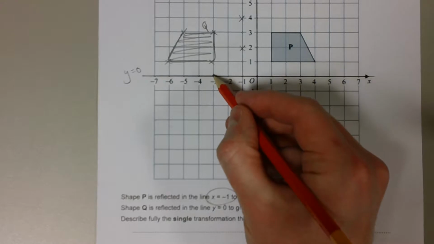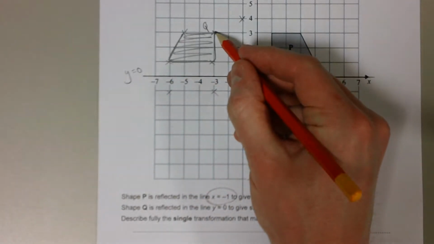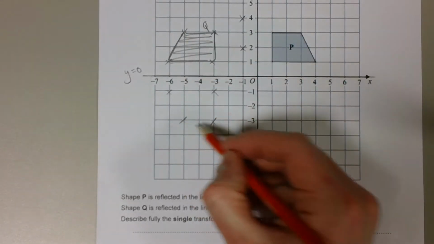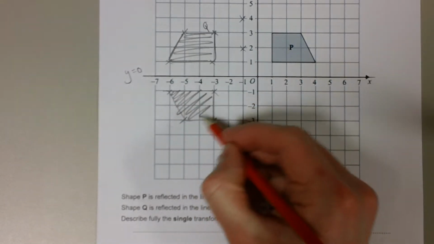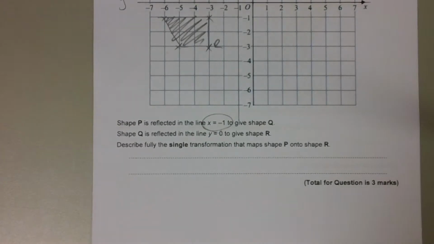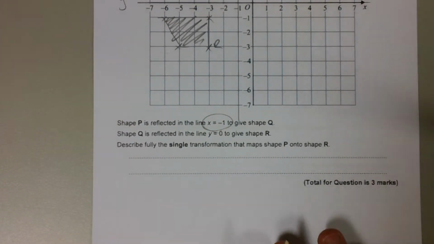Same method: 1 square to the mirror line, so go 1 square in the other direction. Repeat it for all the other corners. Build up a picture of what the shape looks like, and there is shape R. Finally, describe the single transformation which takes shape P onto shape R.